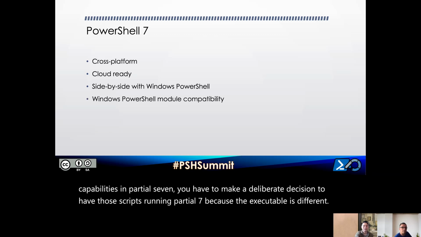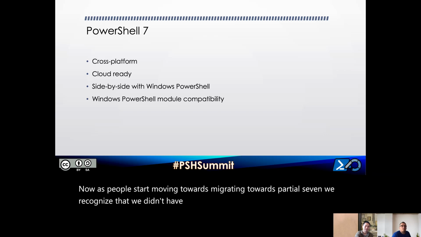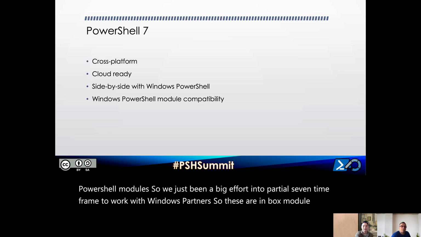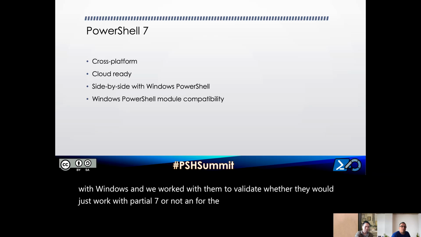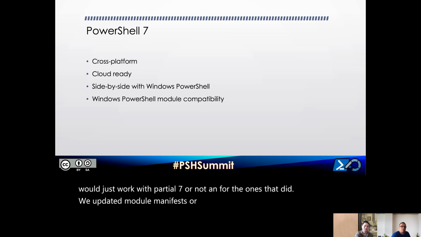Now, as people start migrating towards PowerShell 7, we recognize that we didn't have full compatibility with existing Windows PowerShell modules. So we did spend a big effort in the PowerShell 7 timeframe to work with Windows partners. These are in-box modules shipped with Windows. And we worked with them to validate whether they would just work with PowerShell 7 or not. And for the ones that did, we updated the module manifest so PowerShell 7 notices this and loads it directly.